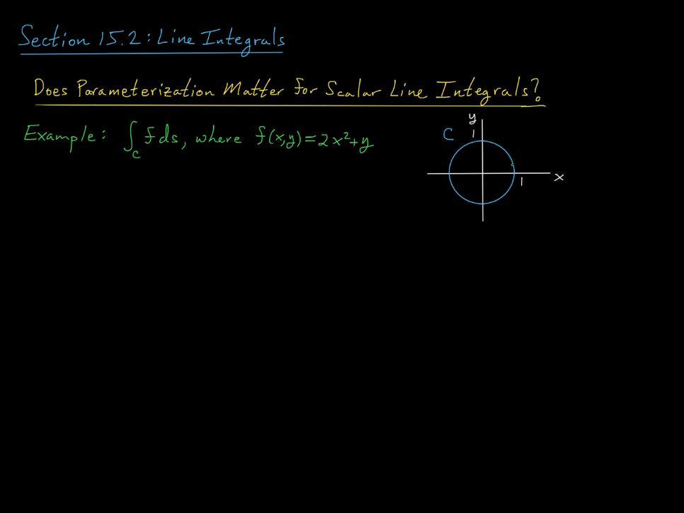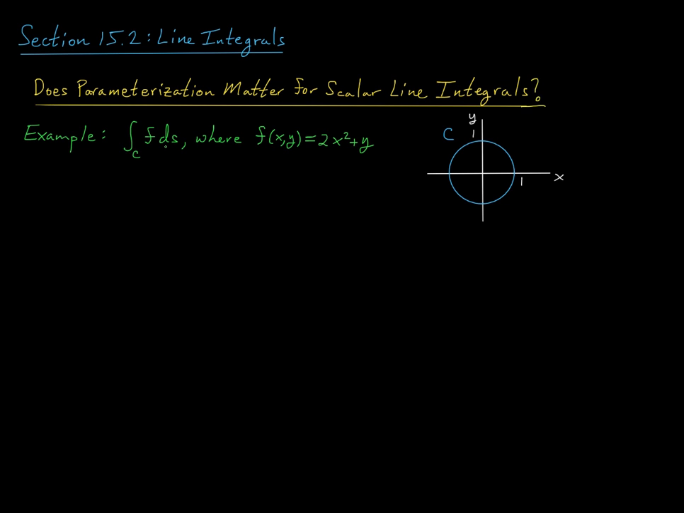So is it possible to parameterize the path in one way, compute the integral and get a value, but then parameterize the path in another way, compute that corresponding line integral, and get a different value? Or are the values always going to come out to be the same? That's what we want to answer in this video.